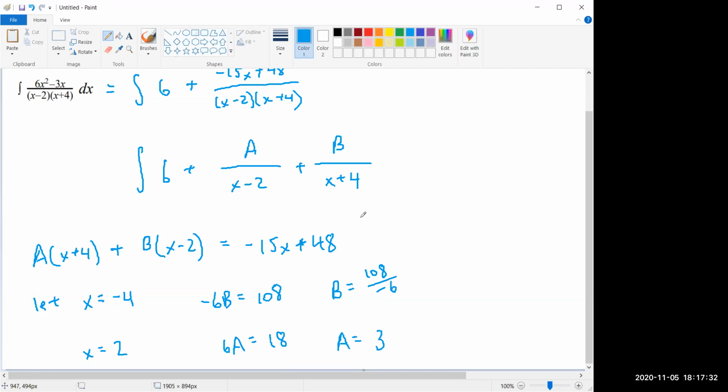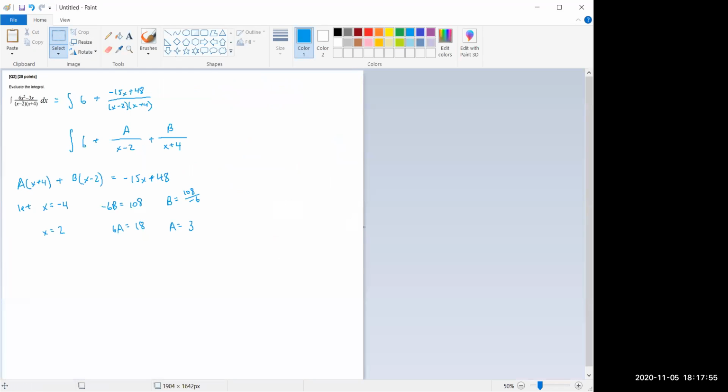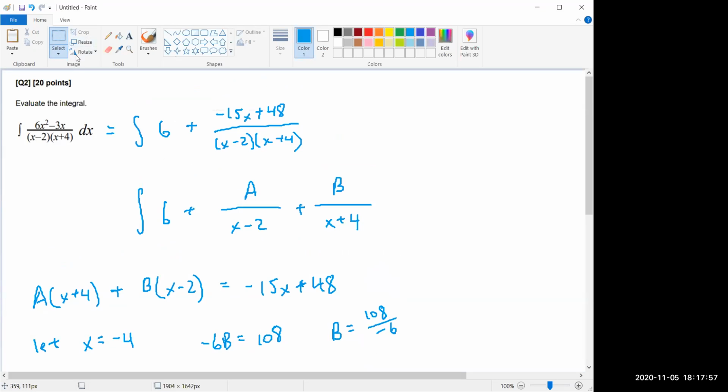All right, so I found A and B. Remember what I said about how I'm not going to make finding A and B a hard task. So don't expect to be solving a system of equations with 4 equations or anything. It'll probably be 2 equations, just like what we have here. So let's rewrite our integral.